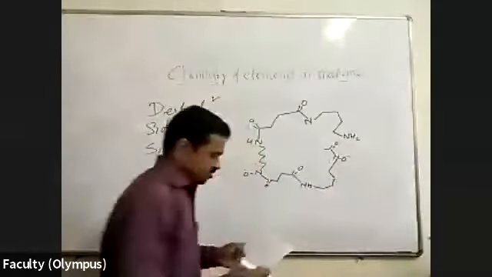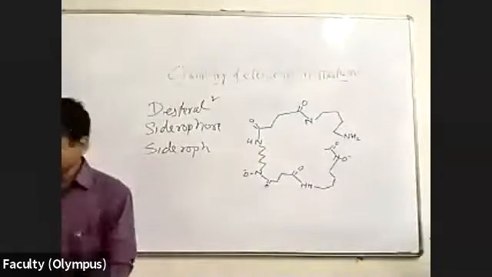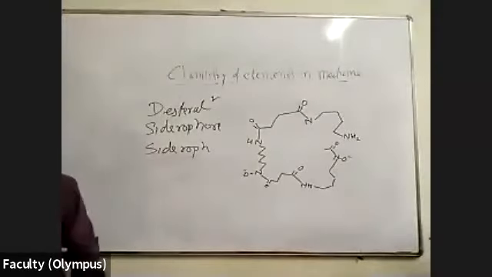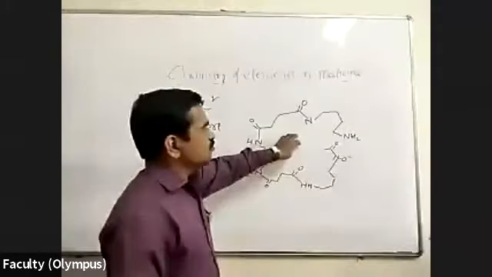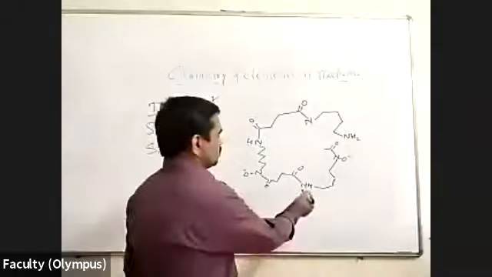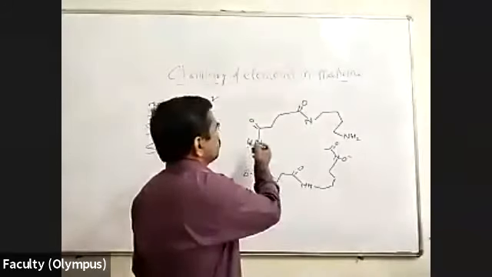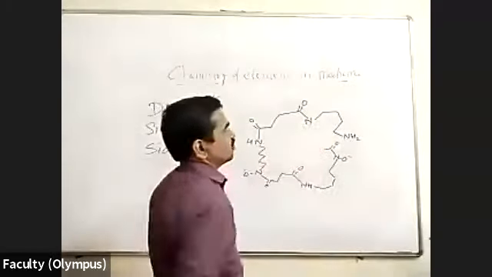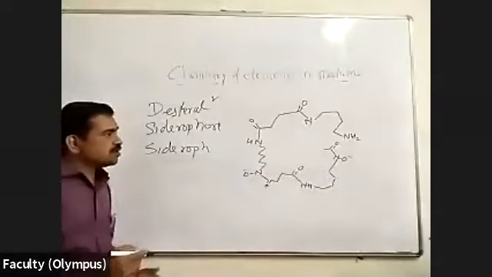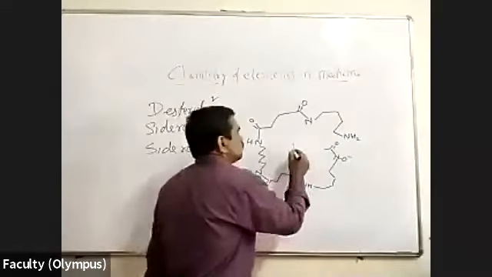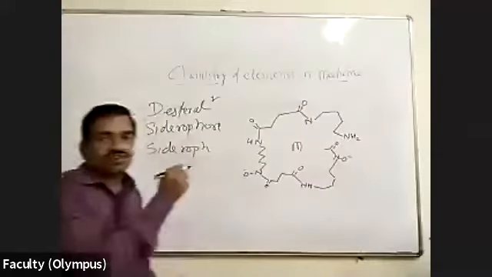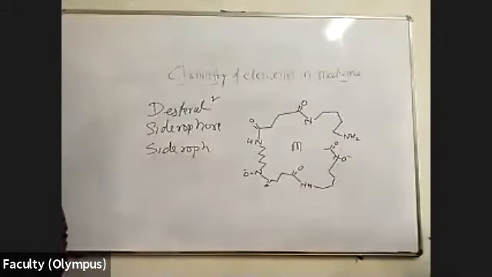This is the structure of desferrioxamine. It has donating atoms: this nitrogen, this oxygen, this nitrogen, etc. So the metal is trapped in this cavity. Mostly this drug is used to remove excess iron from the living system.